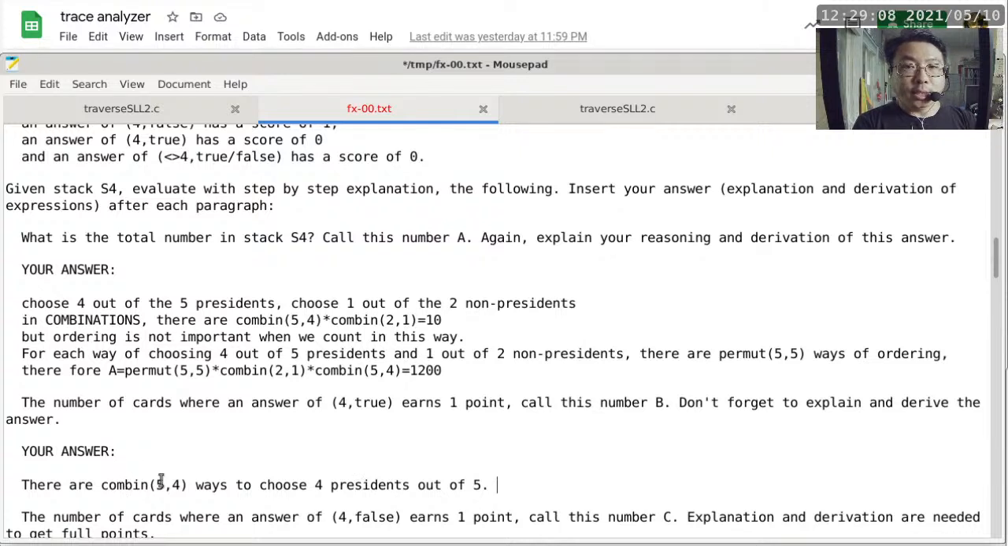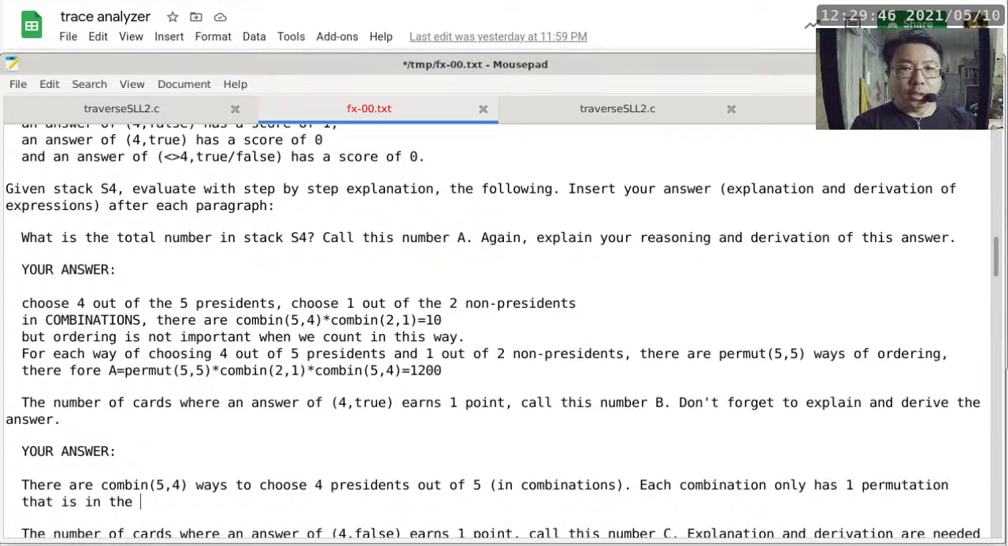So now we just have to say there are 5 choose 4 ways to choose 4 presidents out of 5. That's something that we talked about already. And if you want to explain further, you can always just repeat what we said. This is without replacement. In this case, we are not talking about permutations. We are talking about combinations. So we can make it very clear in combinations. But we can also now state each combination only has one permutation that is in the right order. Does that make sense to you guys? For each way of choosing 4 presidents out of 5, there's only one permutation that has the presidents in the correct order.